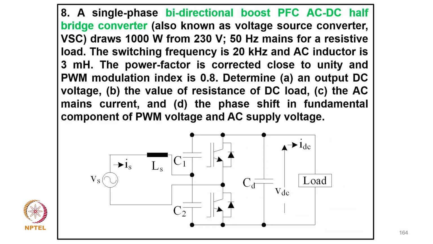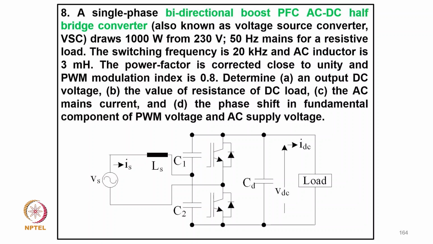Coming to numerical problem 8, a single phase bidirectional boost PFC half bridge converter, also known as a voltage source converter, draws 1000 watt from 230 volt 50 hertz mains for a resistive load. The frequency is 20 kilohertz and the AC inductor is 3 millihenry. The power factor is corrected close to unity and PWM modulation index is 0.8. Determine the output DC voltage, the value of resistance of the DC load and AC mains current, and the phase shift between supply voltage and PWM voltage.